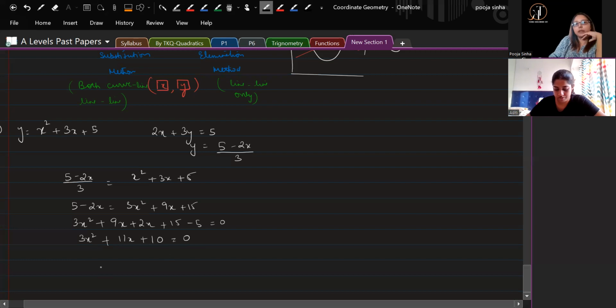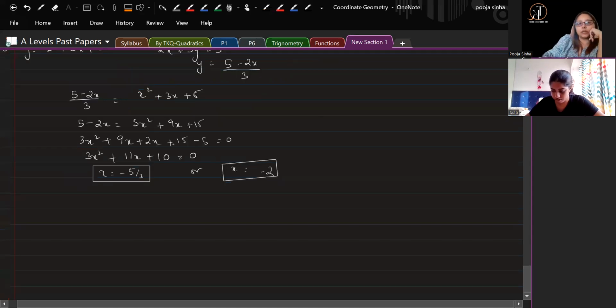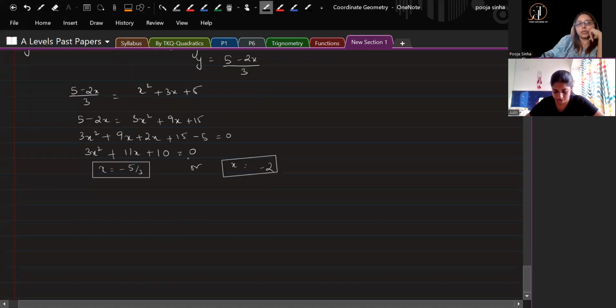अब आपको क्या करना है यहाँ पे? Now it is which topic? Quadratic. Yeah, so in this case, my x value is coming as minus 5 by 3 or minus 2. So you get two x values and corresponding to that value, can you find out the various y values? You just need to put this value in this equation. I'm just doing that.